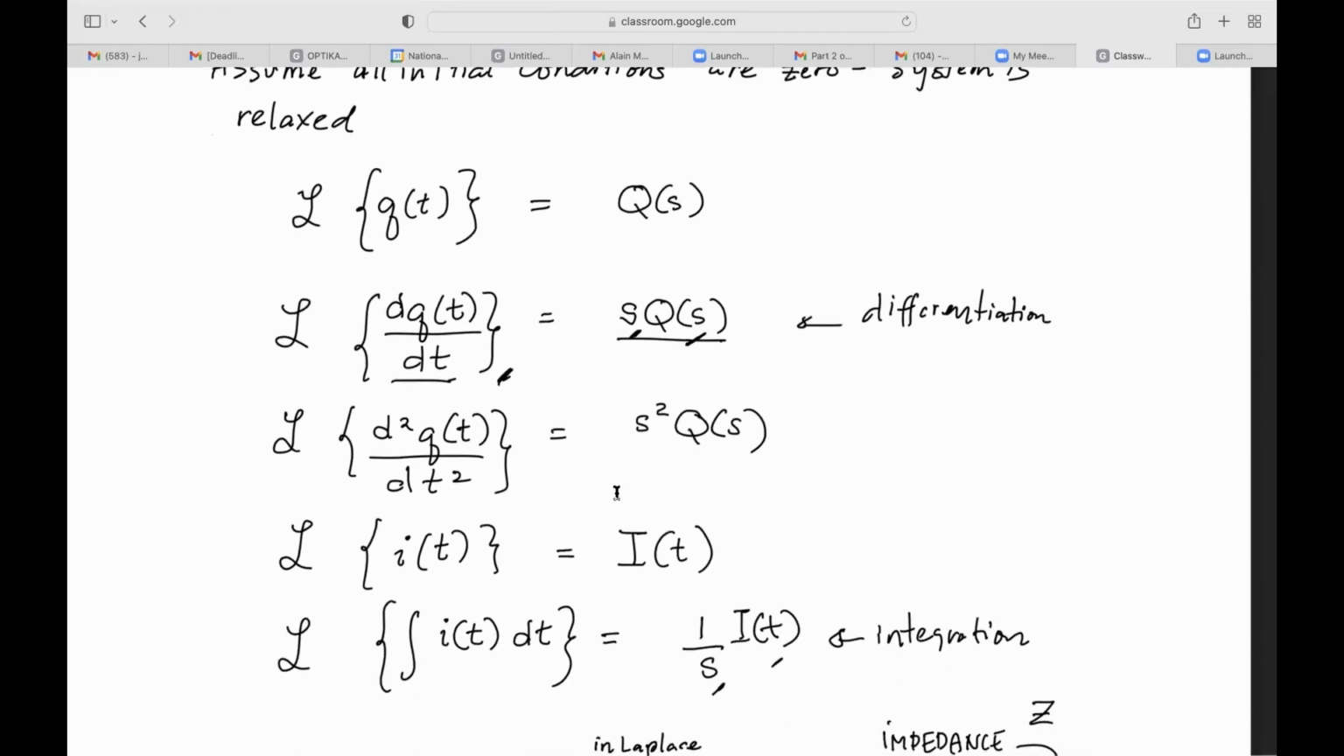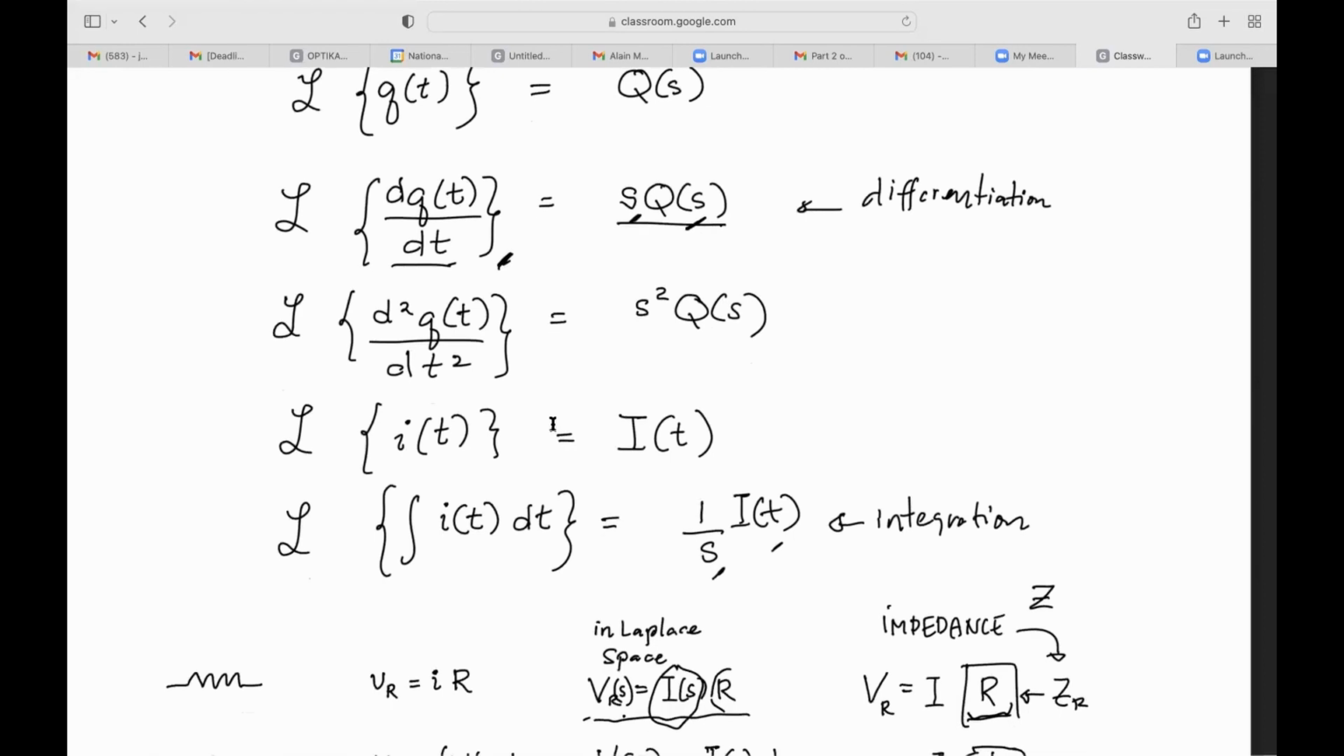What if kinuha mo yung second derivative ng q at kinuha mo yung Laplace transform niya? Ang output niya ay magiging S squared Q of S. Do you see the pattern there? So kung ano yung power or order ng derivative, yun din yung pang-multiply mo sa kanyang S, no? Kung third derivative ito, S cubed lang to, Q of S.